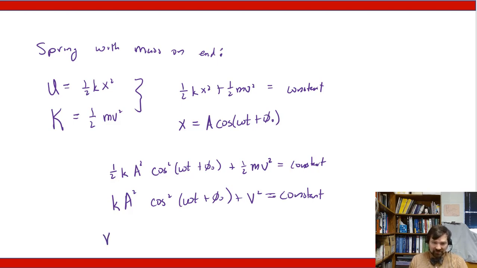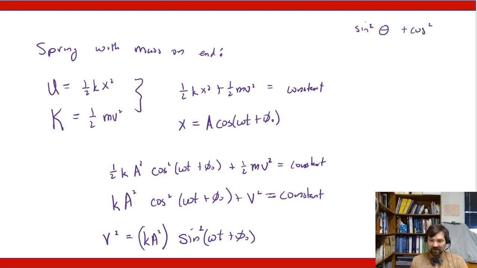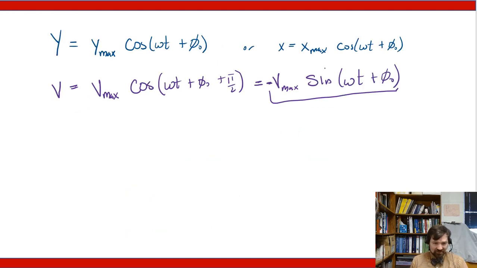Okay, but that means that v squared must look like k times A squared times the function that you can add to cosine squared to get a constant, specifically sine squared, because we know that sine squared of anything at all, let's say theta, plus cosine squared of the same thing must add to 1. That's a constant. Okay? And so by extension, this means that v is actually equal to square root of k.